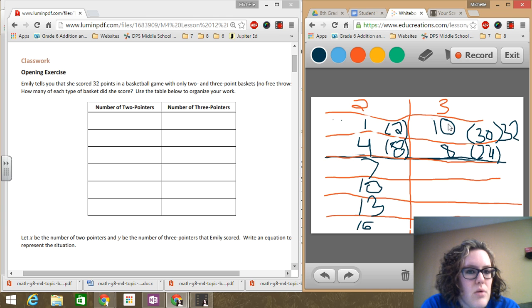And then I want you to try, it says let X be the number of 2-pointers and Y be the number of 3-pointers that Emily scored. Write an equation to represent the situation. Think about what you had to do in this table. If you didn't know the number of baskets for the 2-pointers and the 3-pointers, they had to equal 32. So go ahead, try this out. I'm going to pause the video. Once you've completed this segment, I'll have you move on to the next segment.